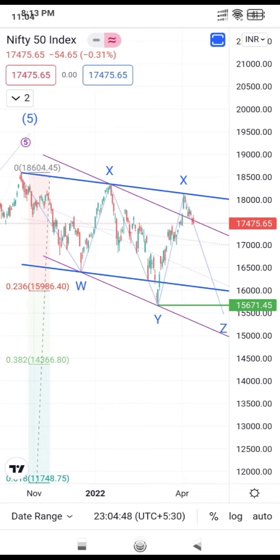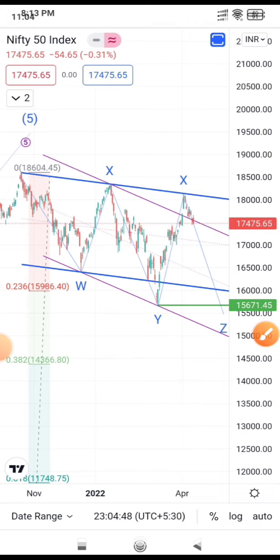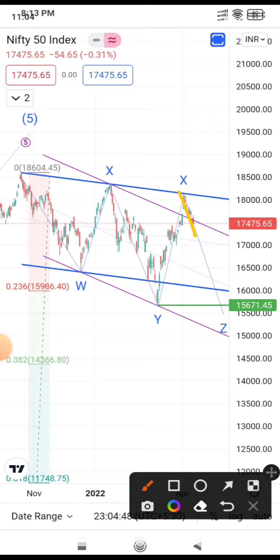So we are expecting one more drop, as we discussed in our previous videos. Anything below 15,671, maybe 15,500 or even 15,300. These levels we can expect. We will draw those levels later on. Let's first consider one drop and then retracement. Then we will be in a better position to forecast the moves on the downside.